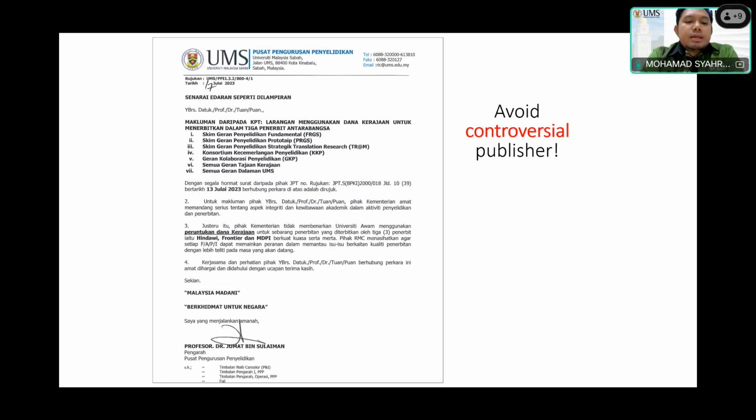I don't want to go in depth on these three, but it's quite controversial. Please avoid them, because even if your paper is accepted by these publishers, the university doesn't want to pay for it. This is from the KPT and the letter released by the RMC, Universiti Malaysia Sabah.